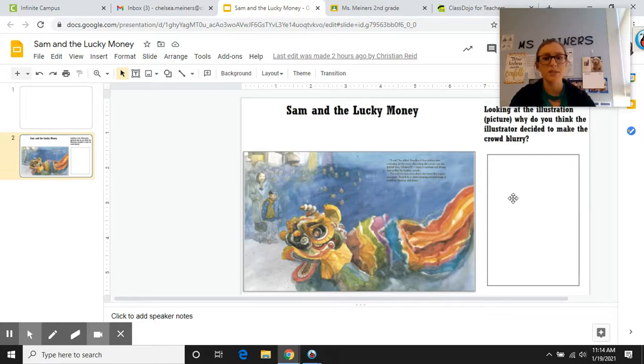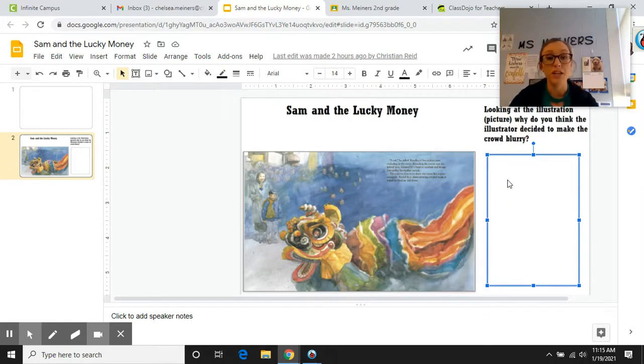And make sure you type your response in this blank box here. You're just going to click and then you will type. Make sure that your sentences start with a capital letter and end with a punctuation, and try to tell me at least 2 sentences. Try to explain in at least 2 sentences why the illustrator decided to make the crowd blurry.